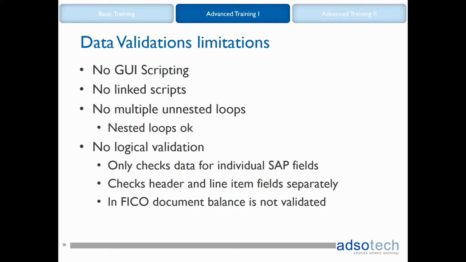Some other limitations with the data validation feature include not working if the script is recorded in GUI scripting mode, or if there is a chain of scripts following, or if the script contains multiple unnested loops, that is, 2 or more loops that are not inside each other. What we also lack here is logical validation. Windshell will only check if the data intended for each field in SAP is accepted in that field by SAP. Other things like document balance for debit and credit are not checked.